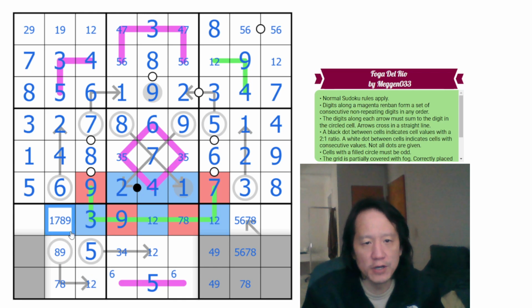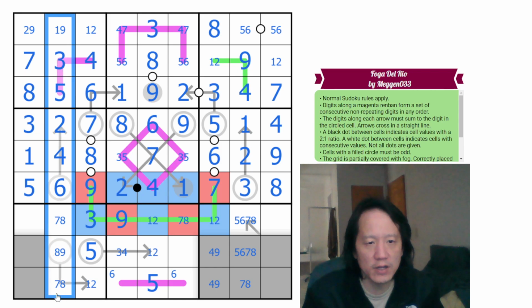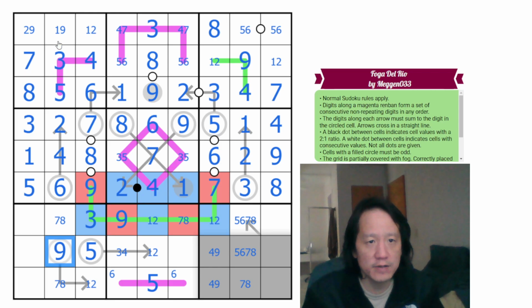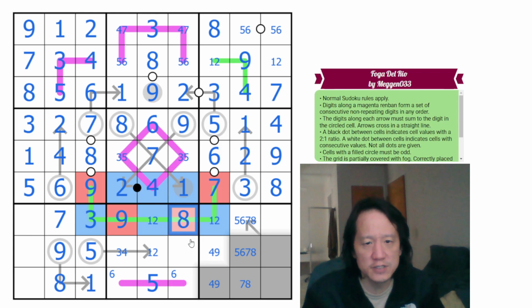This can't be 1 again because we have the 1, 2, 1, 2 pair in row 7. And it can't be 9 because of this 9. We now have a 7, 8, 7, 8 pair in column 2, which means 7 and 8 cannot be in the rest of the column. Therefore, this is 9, which makes this a 1, which makes this 2, which makes this 9. So therefore, this is 1. This has to be 1 and 8 adding up to 9. So this is 7, which makes this 8.